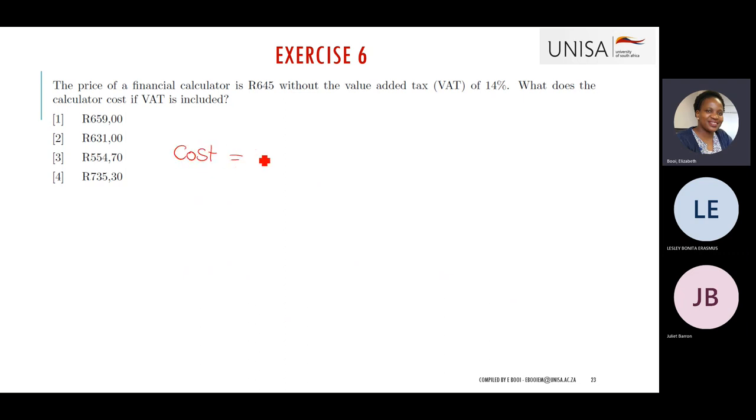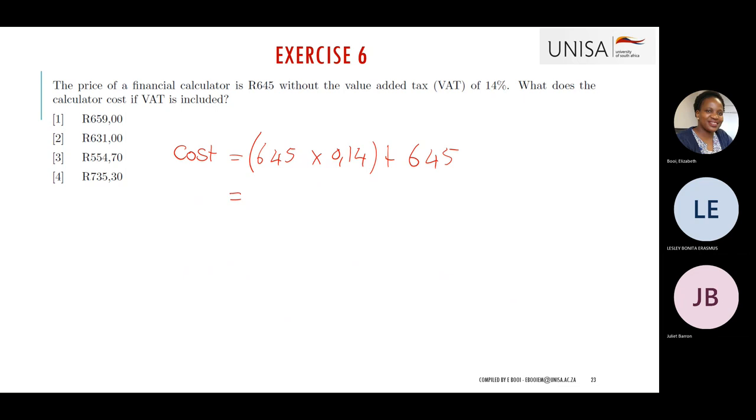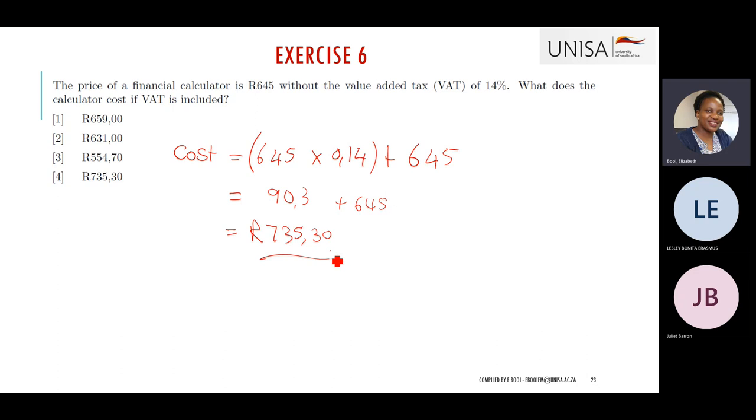So the cost will be 645 times 0.14. But because this is the value added tax, we need to add it back to the 645. That will be equal to 0.14 times 645, which is 90.3, plus 645, which then gives us 735 rand and 30 cents.